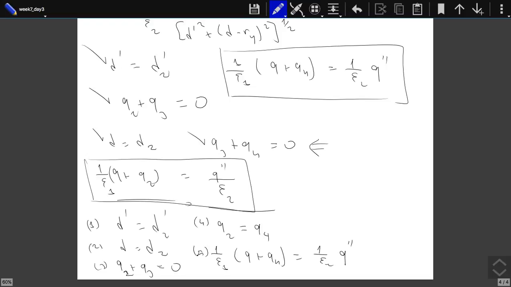Well, we have 2 boundary conditions more that we need to satisfy. So the risk would be we might be having too many constraints. Well, let's see.